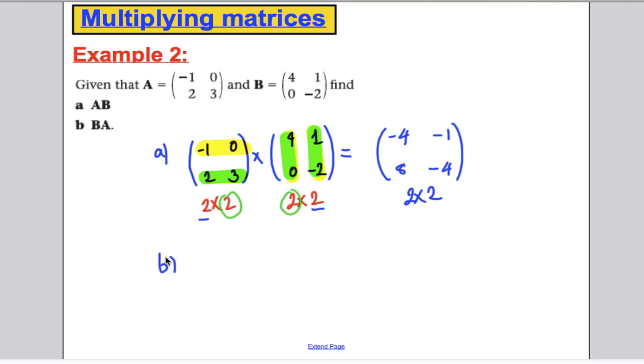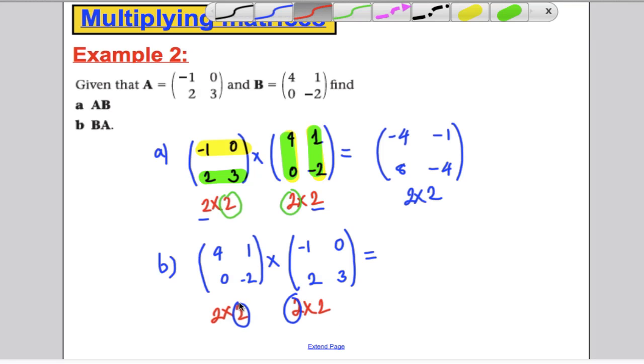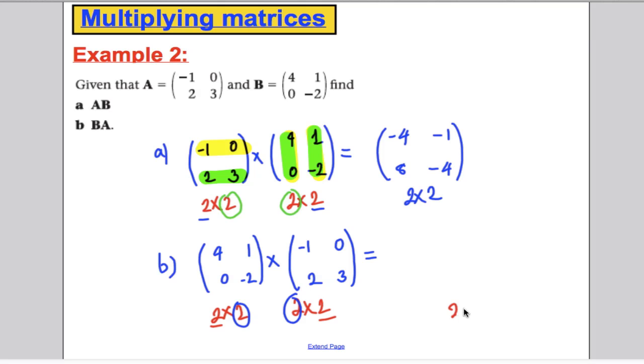Okay, B, we're doing BA. So we're doing B first, and we're multiplying that by A. So B's on the left-hand side. We're doing 4, 1, 0, negative 2, and we multiply this by negative 1, 0, 2 and 3. Okay, as always, we do a double check. We're doing a 2 by 2 multiplied by a 2 by 2, because the number of columns in the first is the same as the number of rows in the second. We can do it, and we're going to get ourselves an answer of a 2 by 2 at the end.